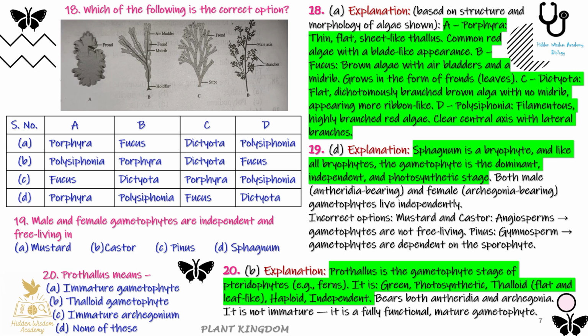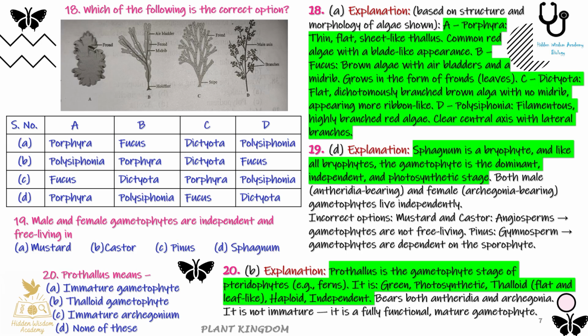Question 19. Male and female gametophytes are independent and free-living in: Option A, Mustard. Option B, Castor. Option C, Pinus. Option D, Sphagnum. Explanation: Sphagnum is a bryophyte, and like all bryophytes, the gametophyte is the dominant, independent, and photosynthetic stage. Both male, antheridia-bearing, and female, archegonia-bearing, gametophytes live independently.